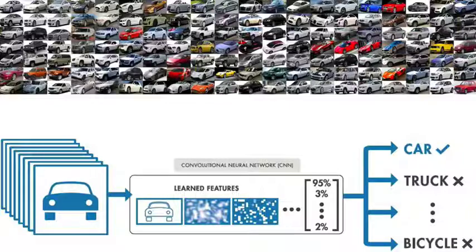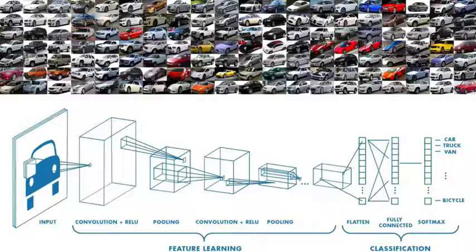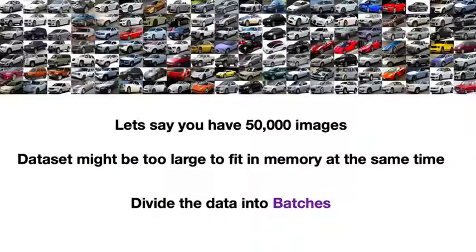So you spend time deciding the architecture. You may look at existing neural networks which solve similar problems to motivate which layers to use, how to stack them, and so on and so forth. And then the question becomes, how do you train it for such a large data set? This is a more practical problem now. Let's say you have 50,000 images in your data set. This data set might be too large to fit in the memory at the same time. It may be hundreds of gigabytes or terabytes worth of data.